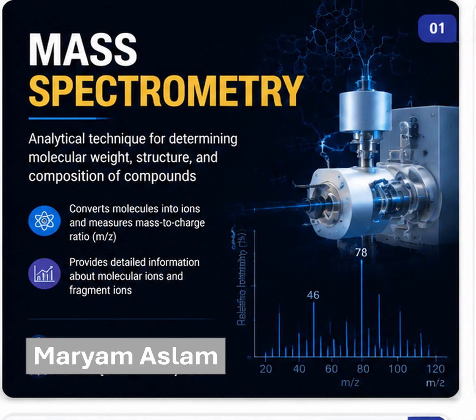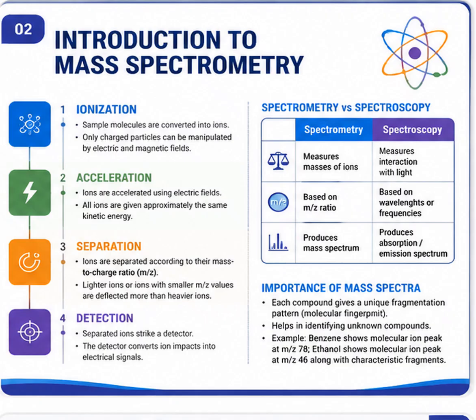Welcome, everyone. Today, we will study mass spectrometry, an important analytical technique used to determine the molecular weight, structure, and composition of compounds. It converts molecules into ions and measures their mass-to-charge ratio, also called m/z. The first step in mass spectrometry is ionization. During this process, sample molecules are converted into charged ions. This is important because only charged particles can be manipulated by electric and magnetic fields within the instrument.